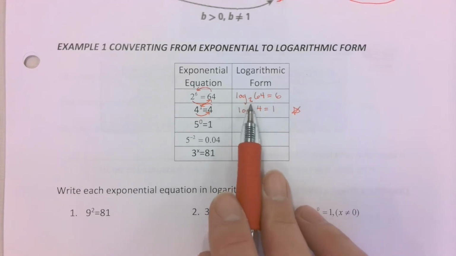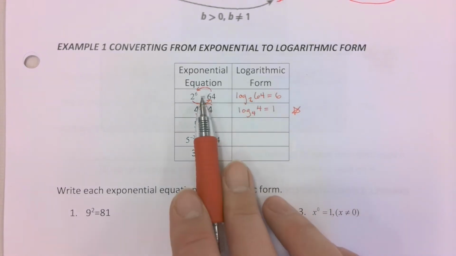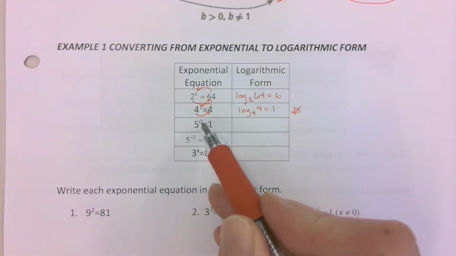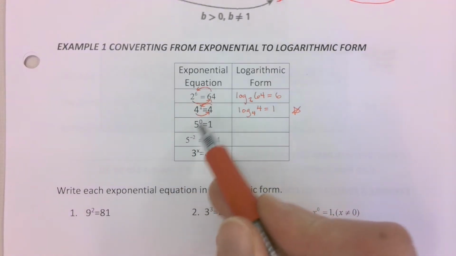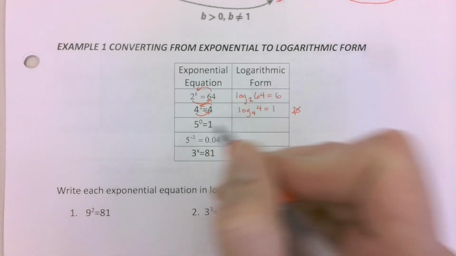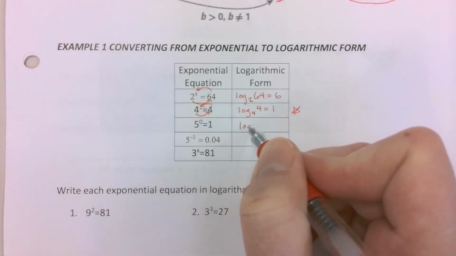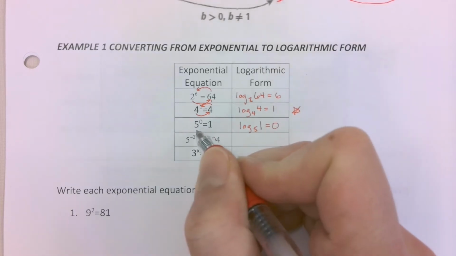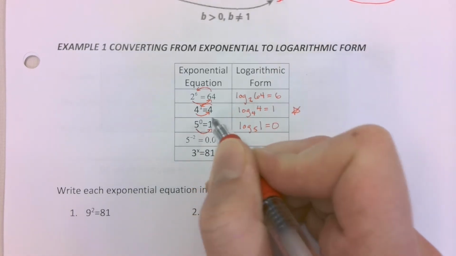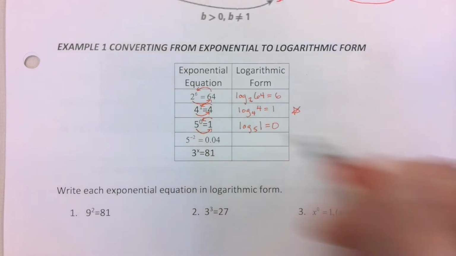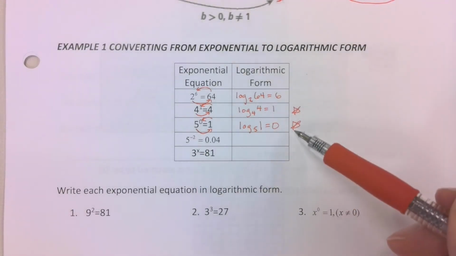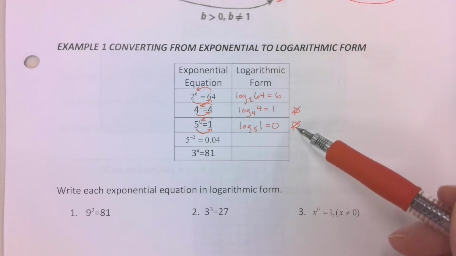So if I had log base 2 of 64, I'd actually want to put it back in exponential form because I can answer this. 5 to the 0 is 1. Anything to the power of 0 is 1. So we would change this: log base 5 of 1 is 0. I'm going to put a star beside this because these are also properties that we are learning.